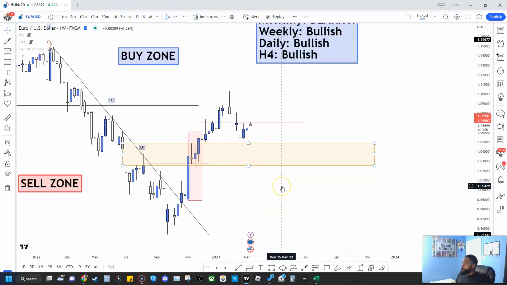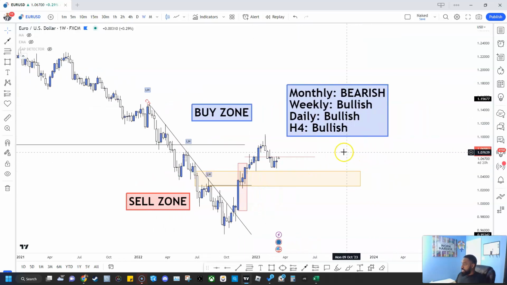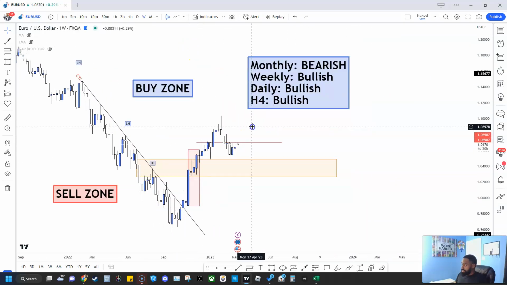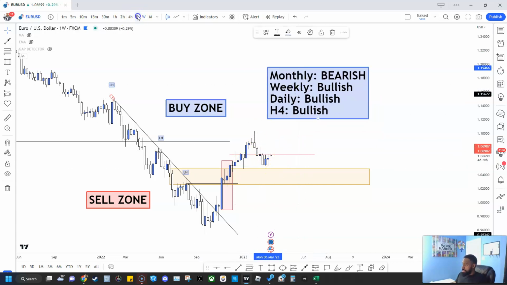But yep, the weekly is bullish, right? And it's really just based off that choke right there. Market came back up and now it's retracing. All right, let's go to daily.